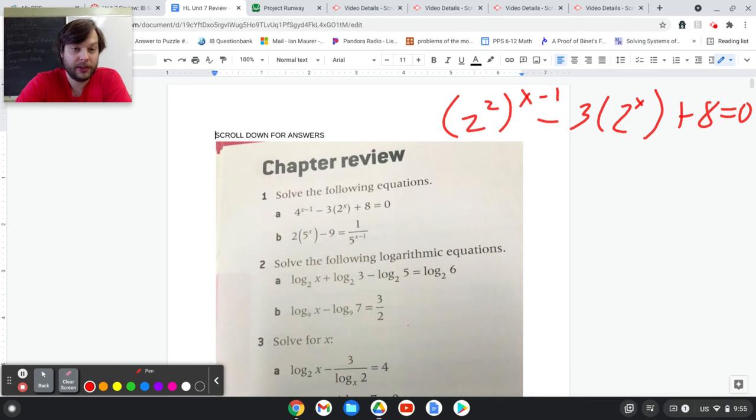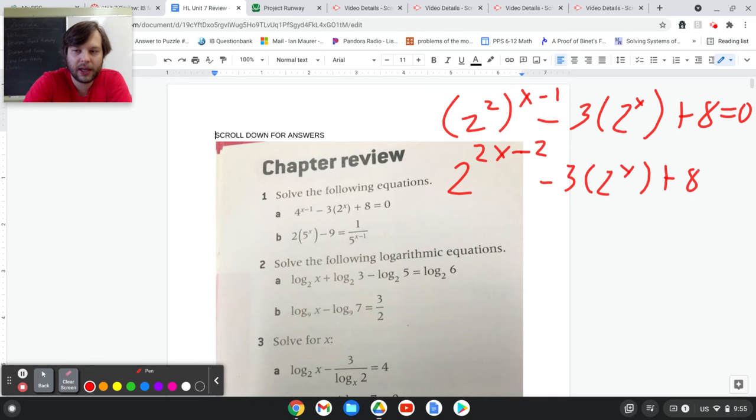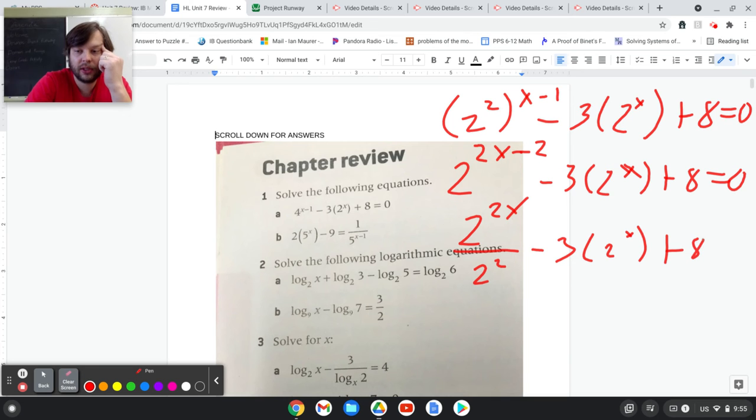Now, when you have a power raised to a power, you can multiply them. So I have 2 to the 2x minus 2 minus 3 times 2 to the x plus 8 equals 0. And then you can split that to be 2 to the 2x over 2 squared, because a negative power tells you to divide. Writing the rest of this down.